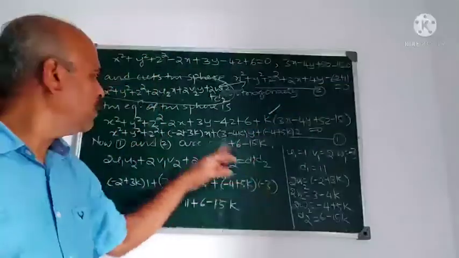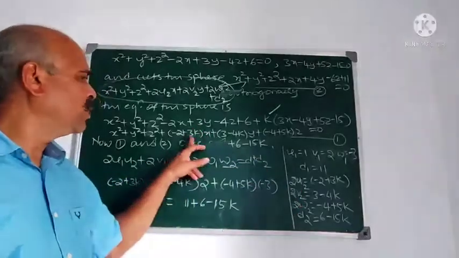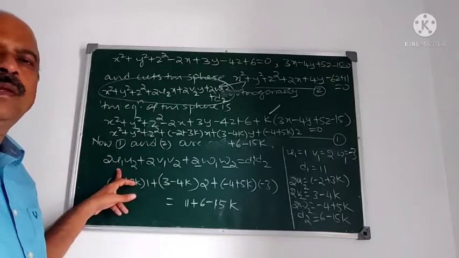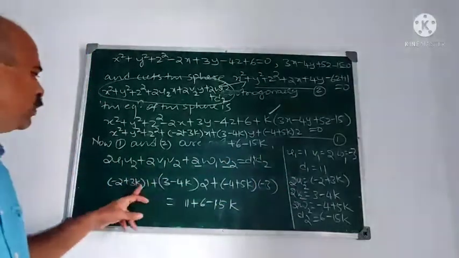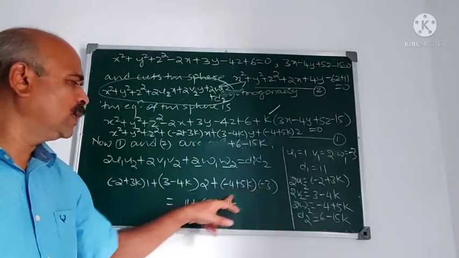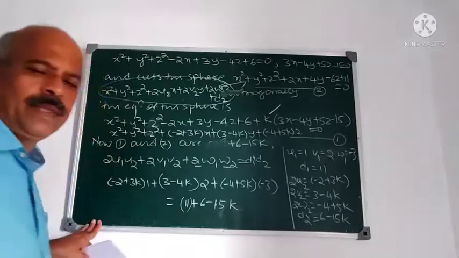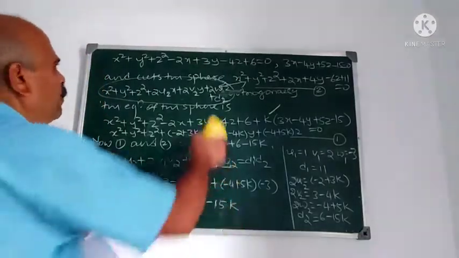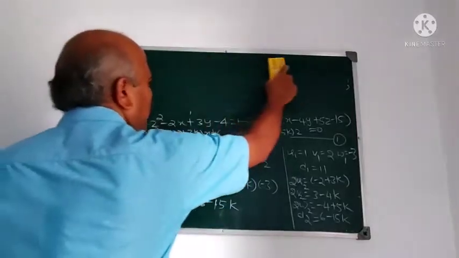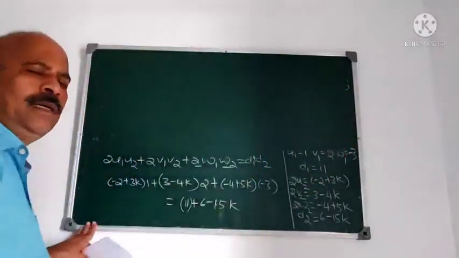But while writing this equation, it involves k, so I have written 2u2 directly. I have taken 2u2 into u1, 2v2 into v1, 2w2 into w1 is equal to d1 plus d2. Now this gives the value of k. Find out that k and substitute in 1, you will get the required equation.